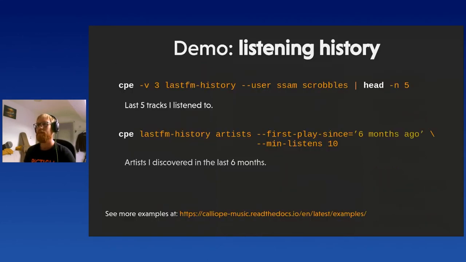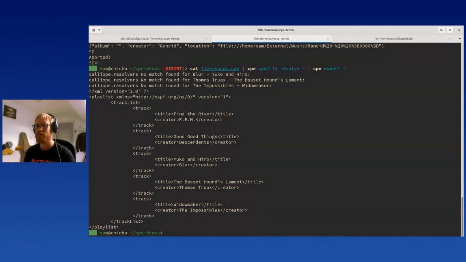I'm going to show a couple more demos of things that you can do with the listening history. Now, I said to use MusicBrainz. I'm a bad example here because I'm still using Last.fm. So I'm going to be showing the Last.fm history command. Calliope doesn't yet support MusicBrainz, but it will. It'd be a fun thing to contribute if you want to join in the project. Let me show you what the Last.fm history command can do.